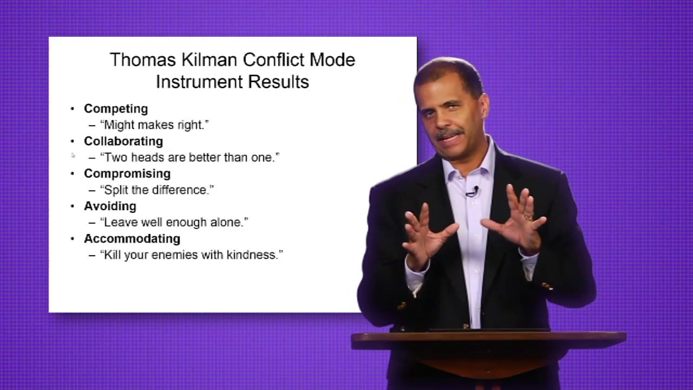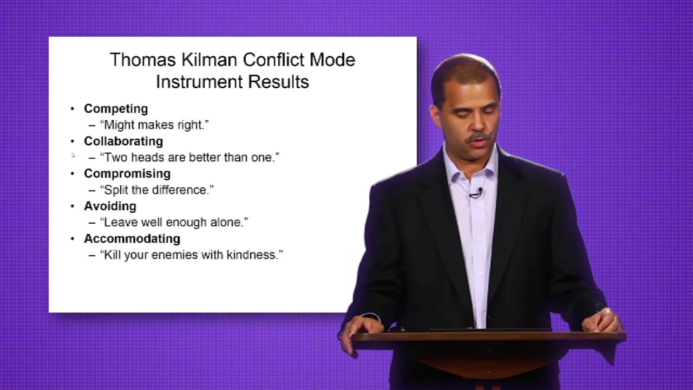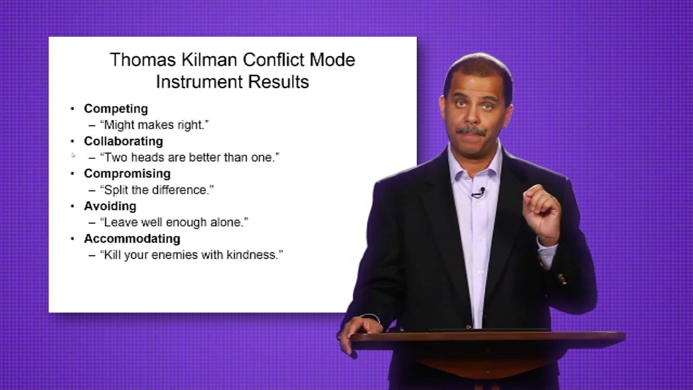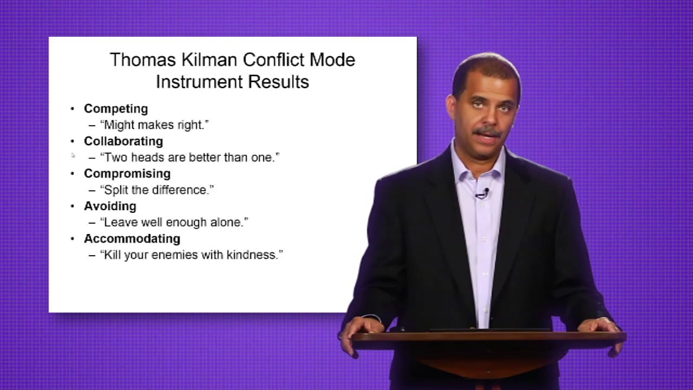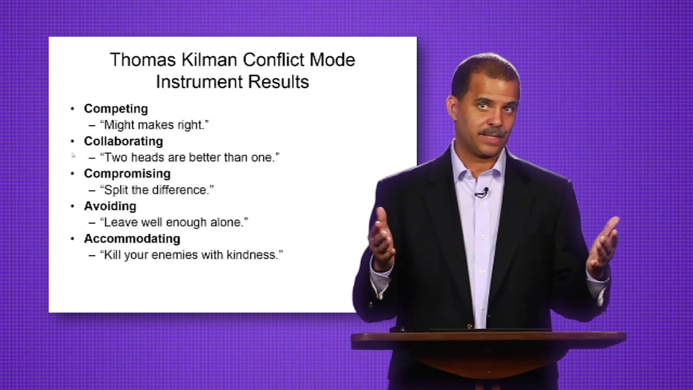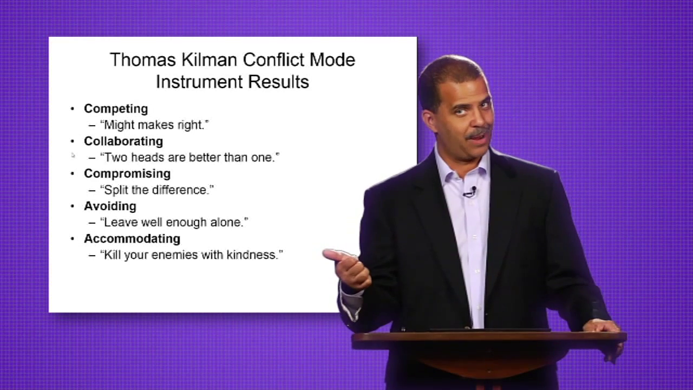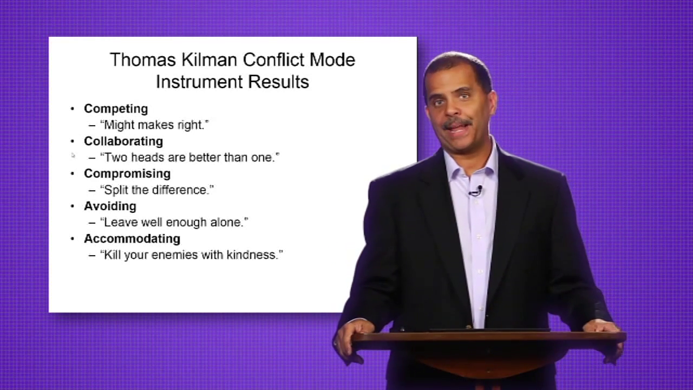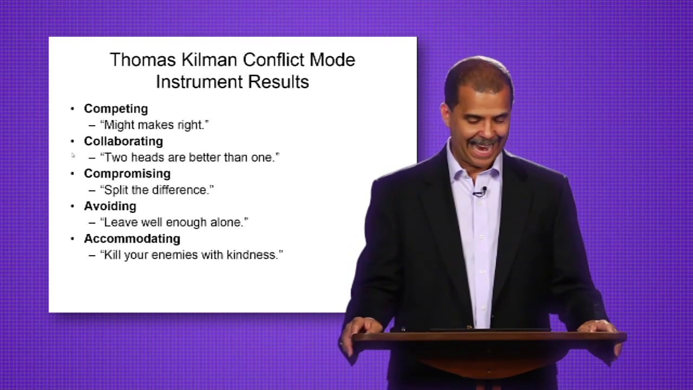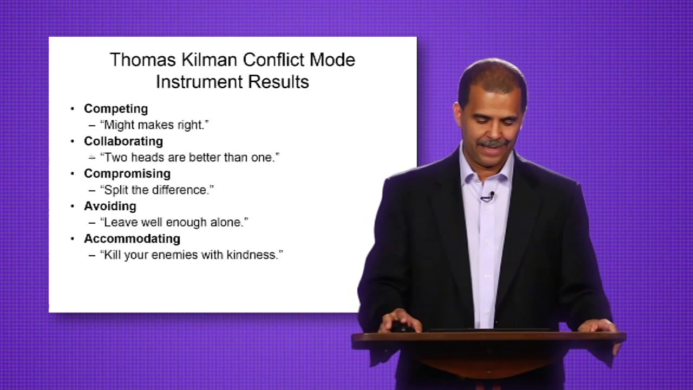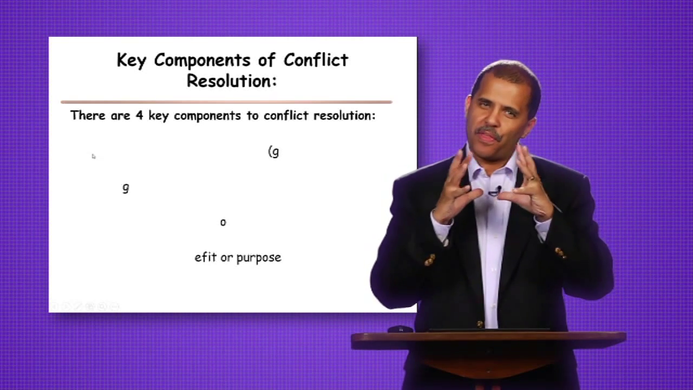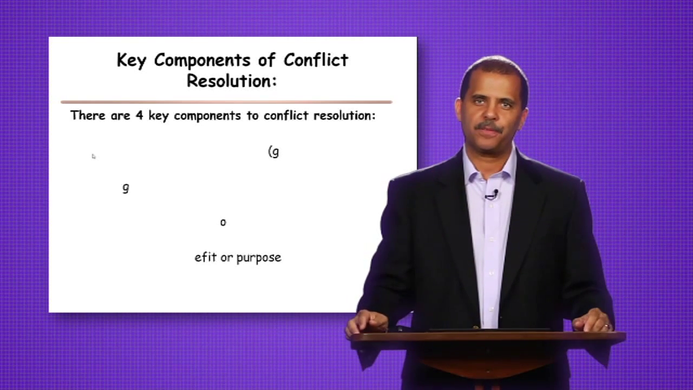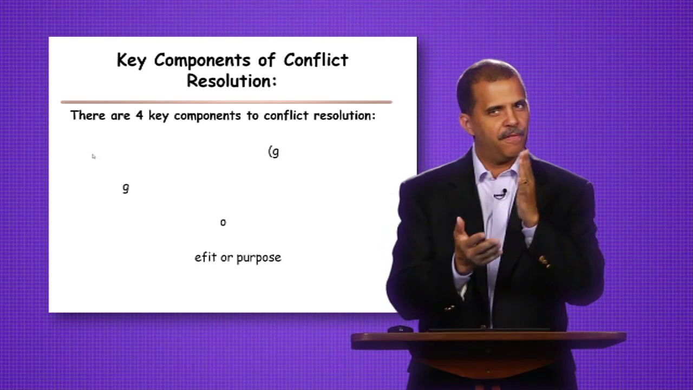So another way of looking at the Thomas Kilmann conflict mode instrument: competing, might makes right; collaborating, two heads are better than one; compromising, split the difference. Remember, compromisers that count and those that don't; avoiding, leave well enough alone; and lastly, accommodating, kill your enemies with kindness.